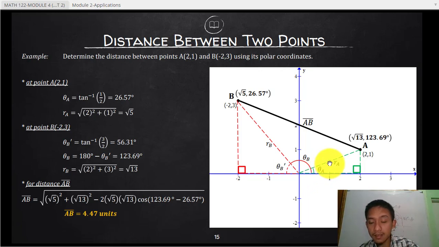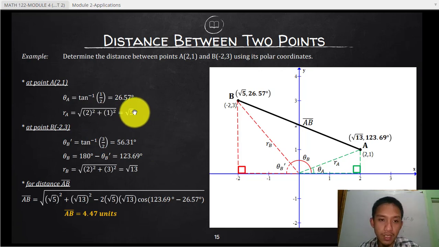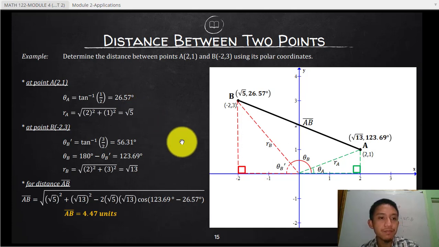Okay, so again, our theta is right away our theta sub A, because that is measured from the positive x-axis to the line. Okay, how about your point B? Convert that negative 2, 3 into polar coordinates. Okay, by the way, get your radius here first, your RA. Pythagorean theorem, square root of 2 squared plus 1 squared, you will end up with square root of 5. I will make use of the exact square root of 5. I will not be putting it in decimal, so that we can compare the values later on.